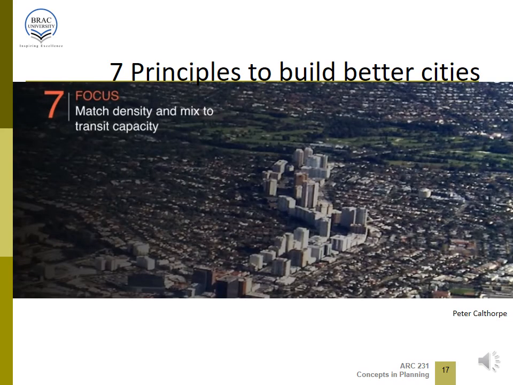Finally, he talked about focus. Every neighborhood or every city should have some identity, and it should consider the density and the mix of transit capacity. So this identity and focus of development is very important to build better cities.